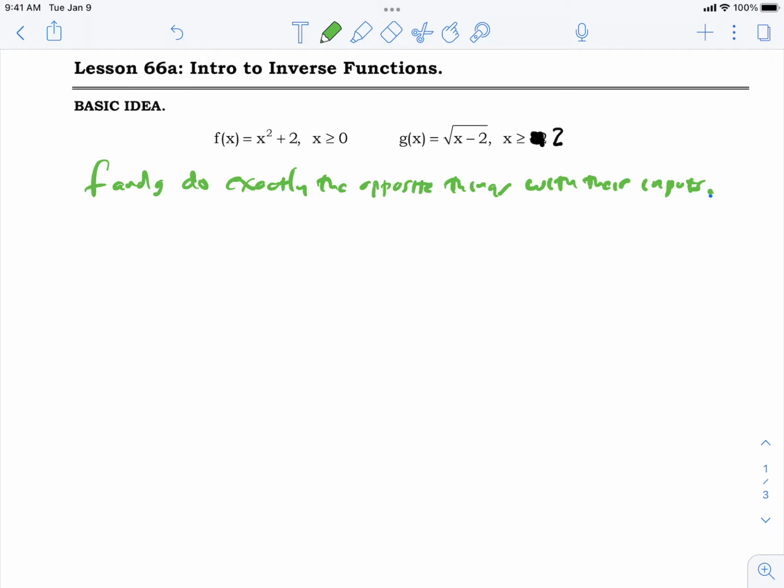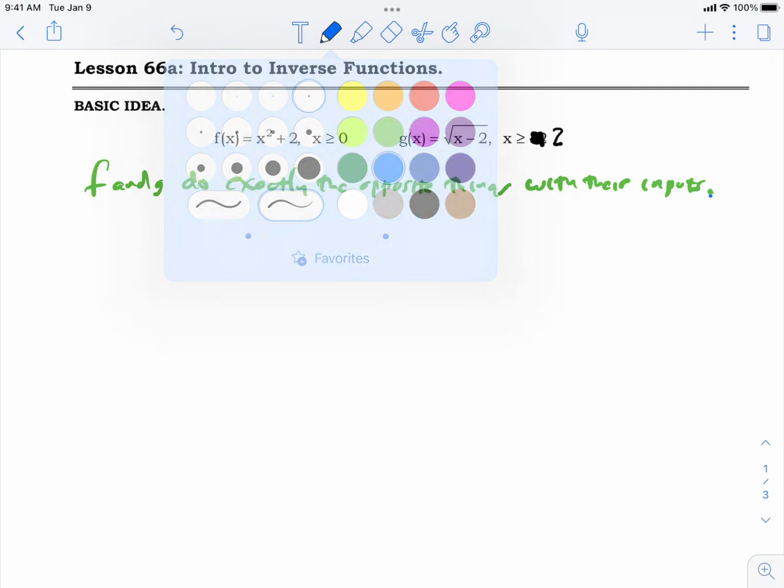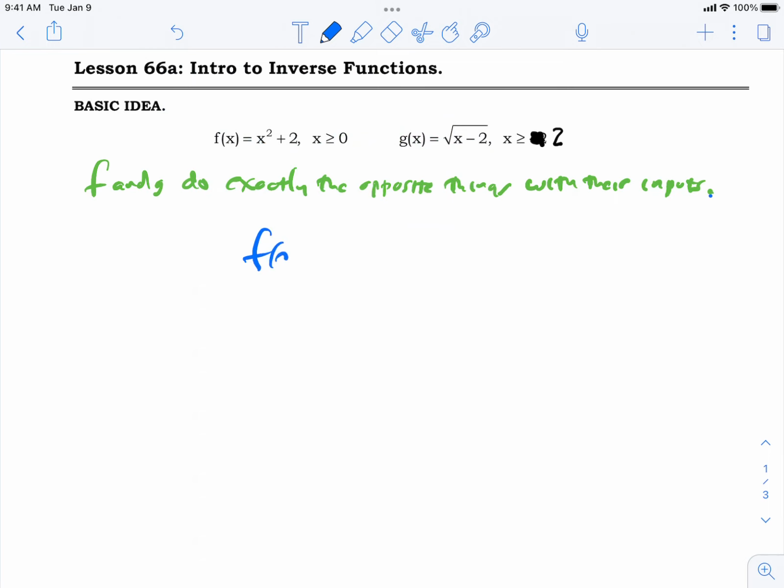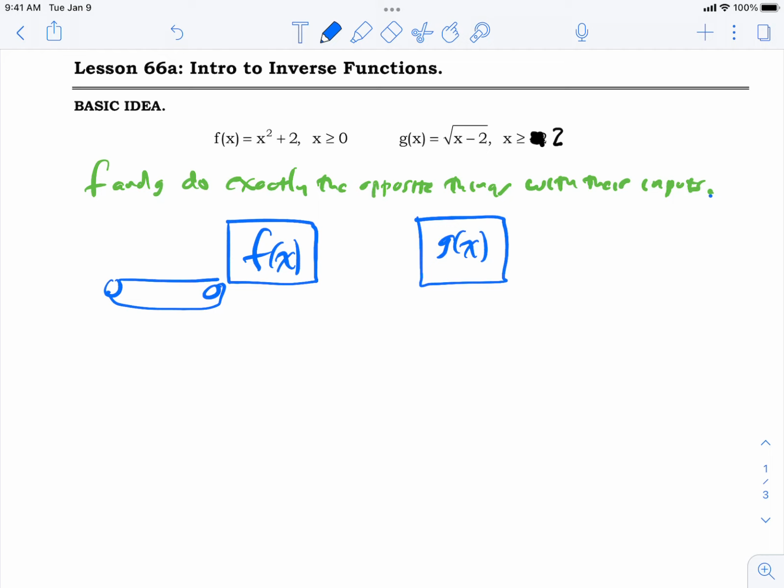To show this undoing effect, I like to usually draw an assembly line. Think of f of x as a machine. Think of g of x as a machine. It's a machine because you feed something into it and it goes stomp, stomp, stomp, and then it spits something back out, right? This is a conveyor belt. We've got these two machines on a conveyor belt. We're going to process some input. So the natural flow is to go like this, okay?